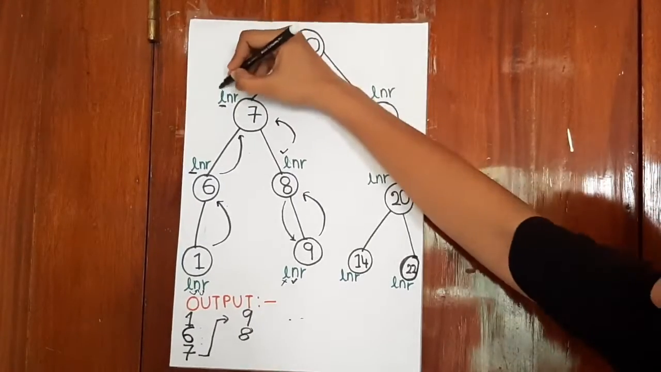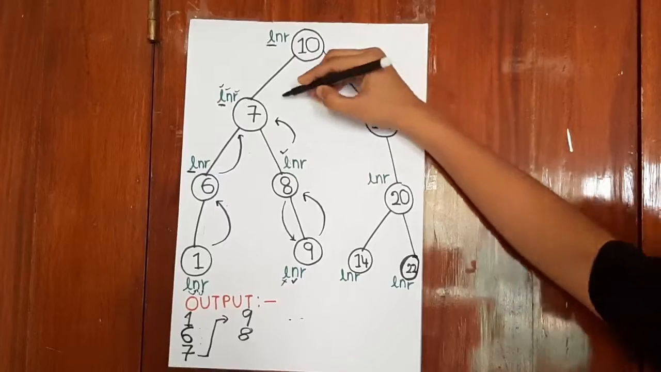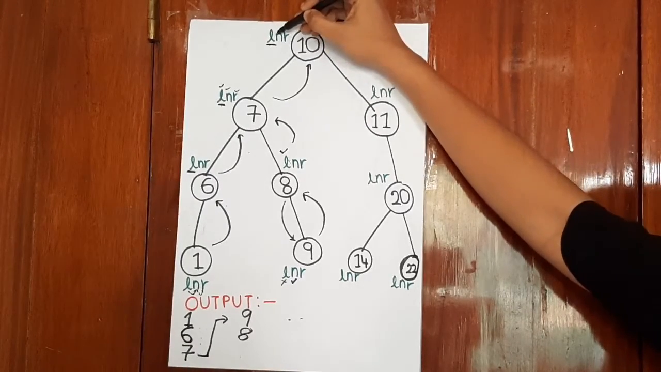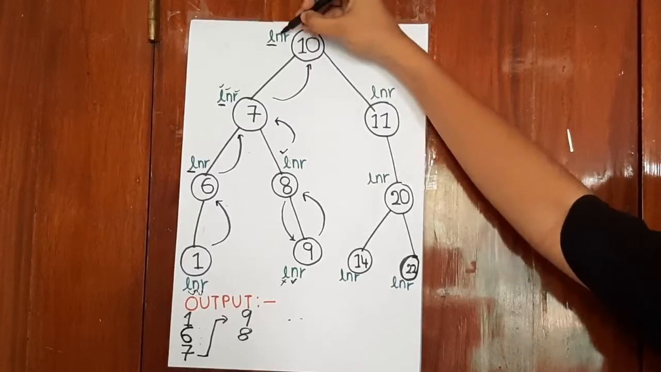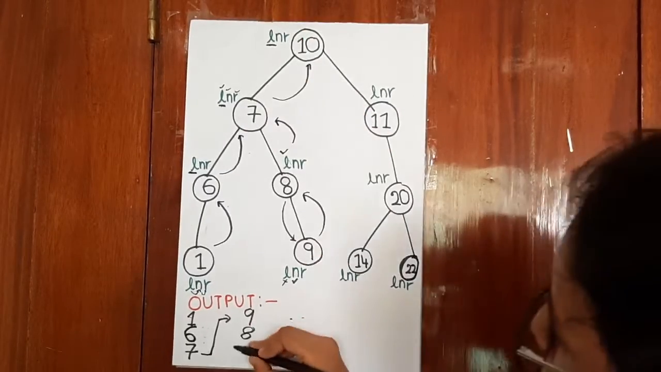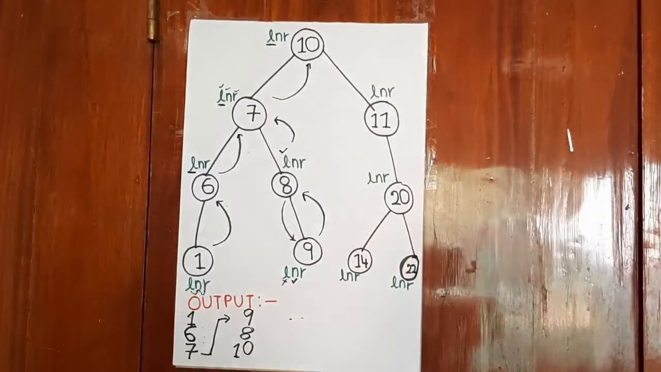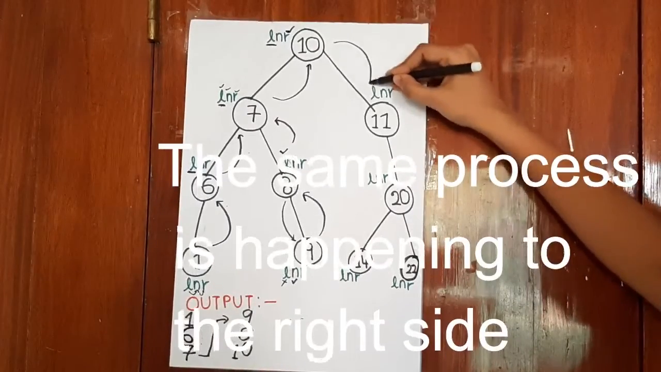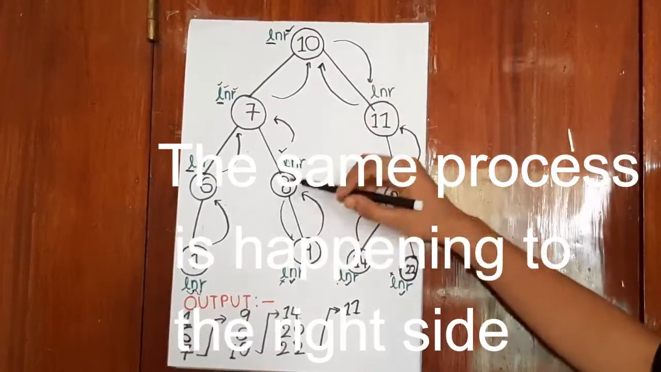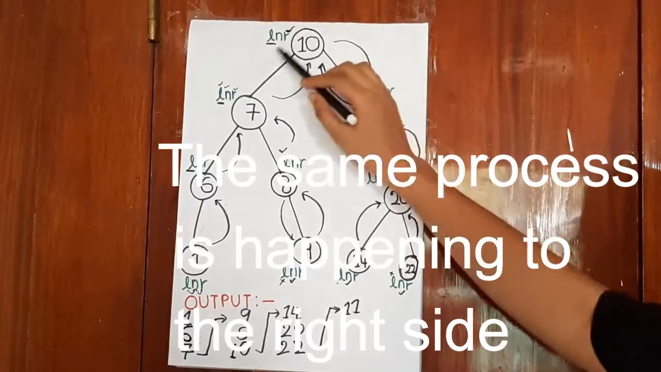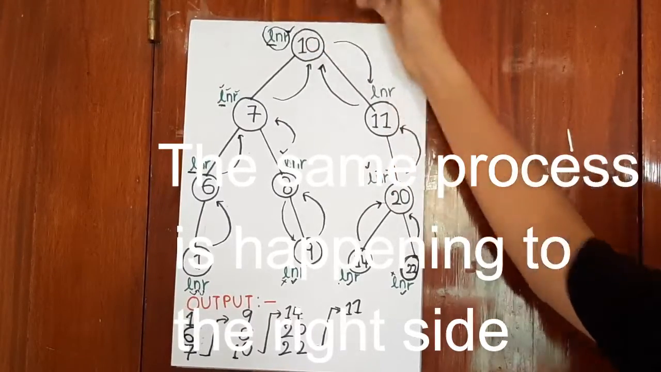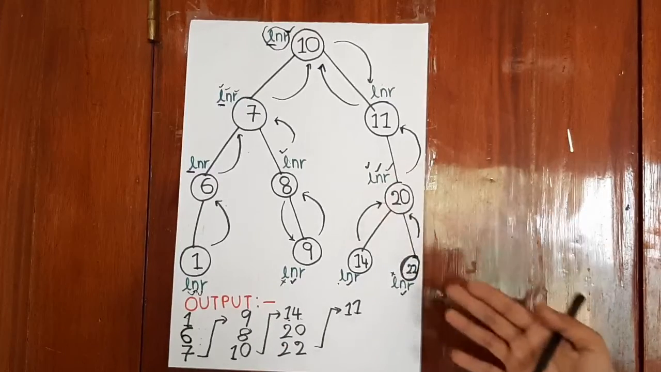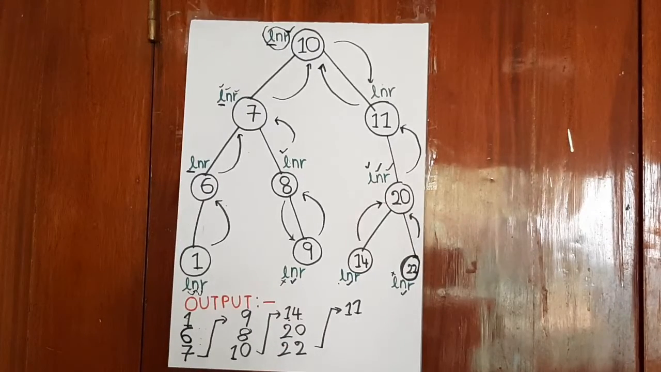In this case, all these parts are executed, so it moves here again. This one is executed, and this is the one we are now going to execute. So 10 is printing here, and it moves here. In this case, all these steps are executed. So this is the output of this binary tree in the in-order method.